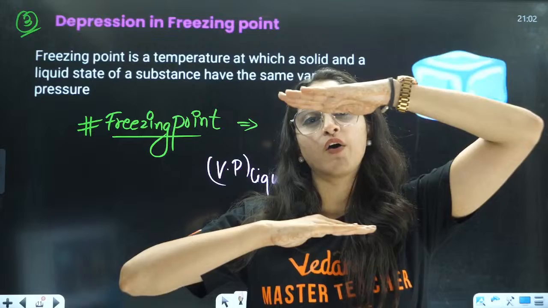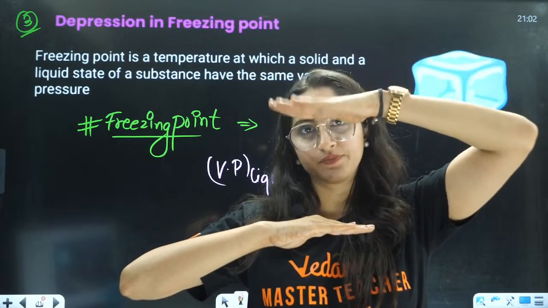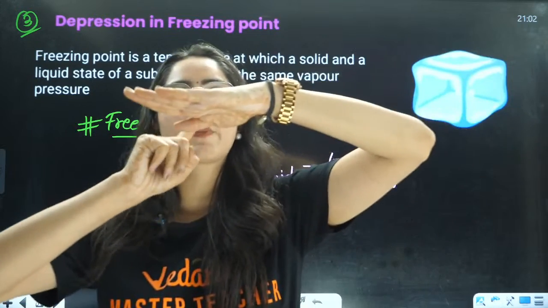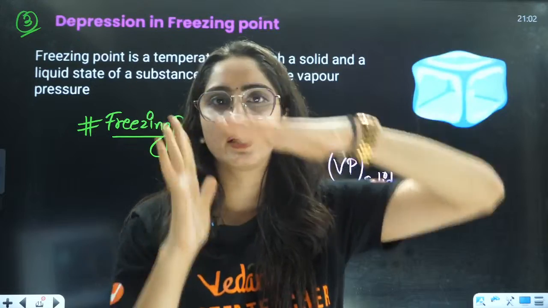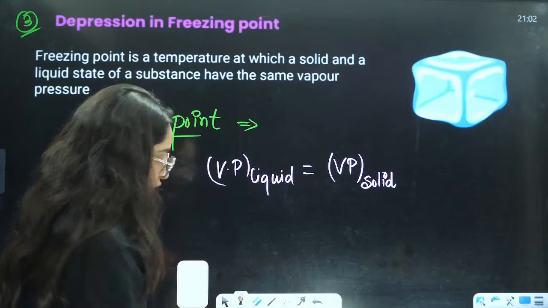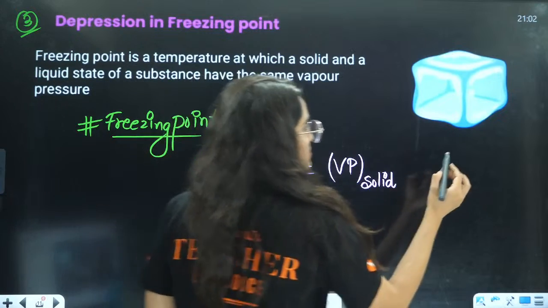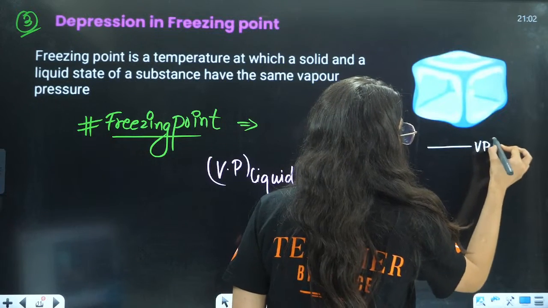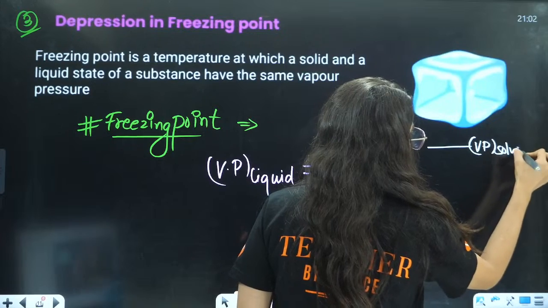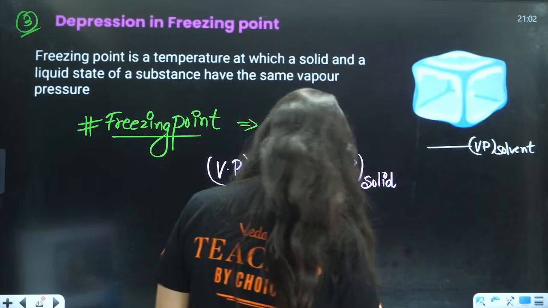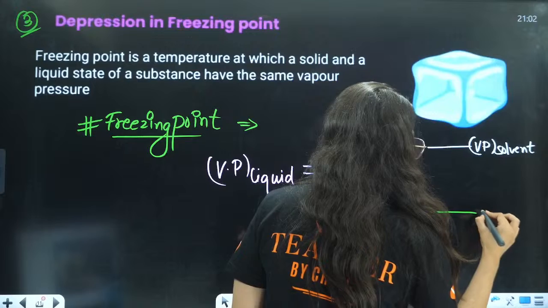This is the vapor pressure of the solvent. Understood? This is the vapor pressure of the pure solvent. I'll be writing it here. For example, this is the vapor pressure of pure solvent. And this is the vapor pressure of solid.